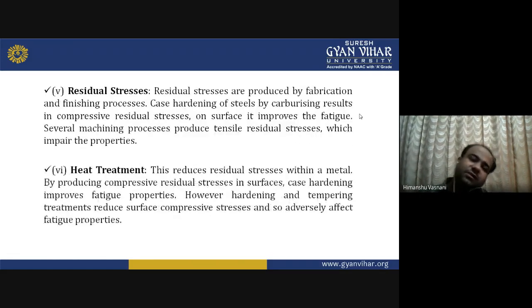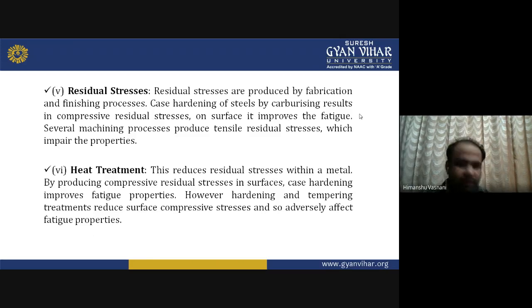Then we go for the residual stresses. Residual stresses are produced by fabrication and finishing processes, so we have to take care of them also. Case hardening of steels by carburizing results in compressive residual stresses on the surface. It improves the fatigue. Several machining processes produce tensile residual stress, which impairs the performance. So we should take care of these residual stresses, which are produced by fabrication and finishing processes.